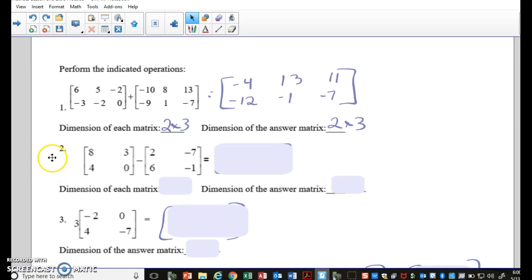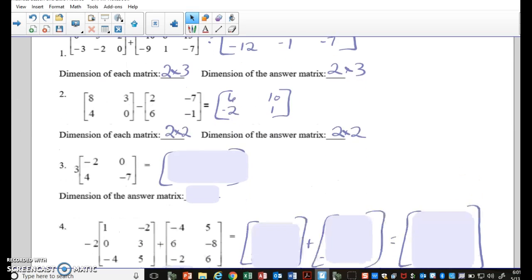Okay. So now, with number 2, we have subtraction. So pause the video and try to just subtract the entries. You should get 6, 10, negative 2, and 1. Okay? Make sure you're careful with the 0 minus negative 1. That becomes positive. And how would you describe the dimension of these matrices? Well, they're both 2 by 2 matrices. So the answer is going to have a 2 by 2.